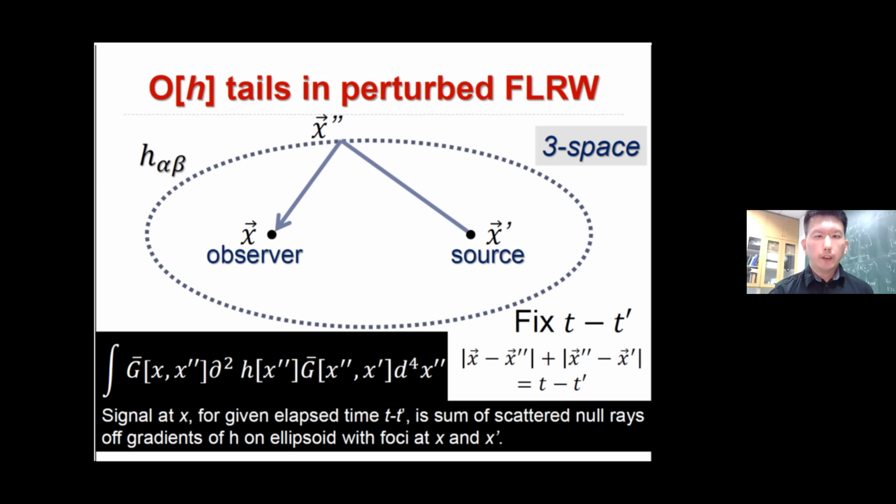And if you ask at a fixed elapsed time t minus t prime, what is the locus of all points where you will receive such a signal? It turns out to be this ellipsoid whose foci are simply the observer and the source of the Green's function.